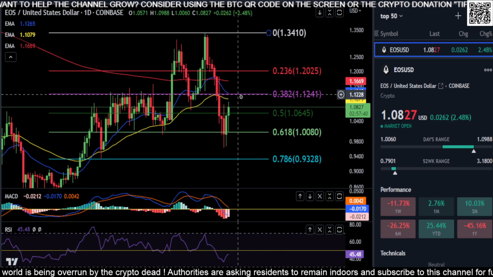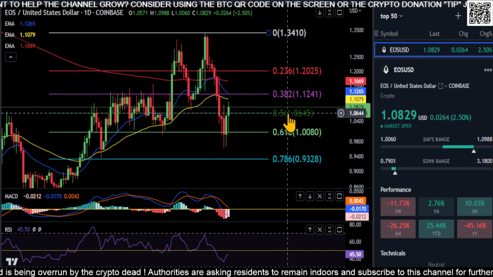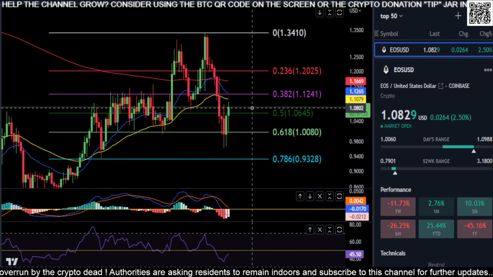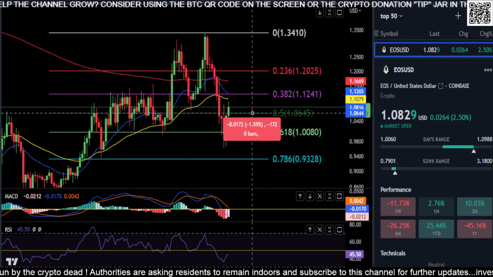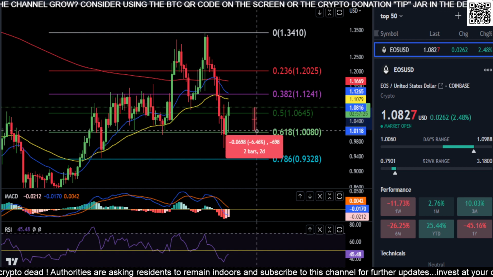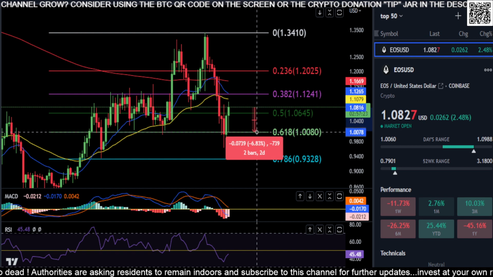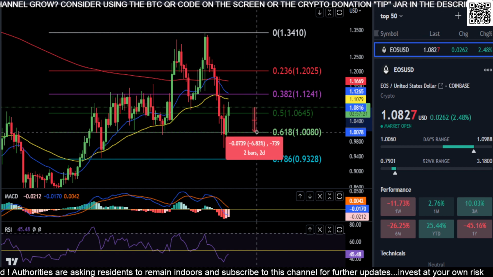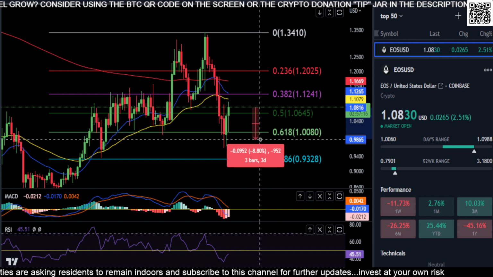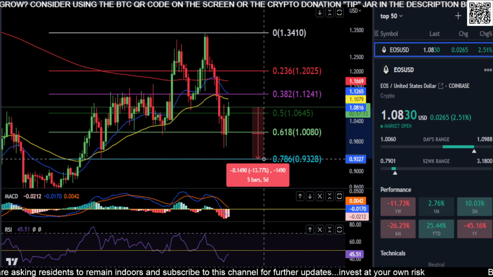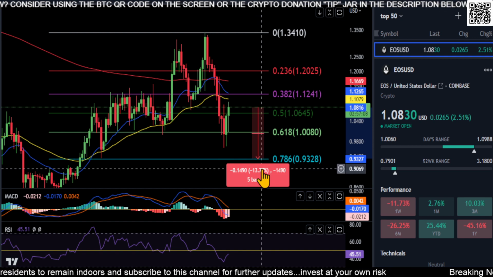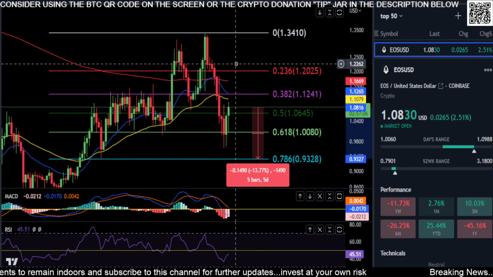So what to watch for? If you end up coming back down, you need to hold 1.06. You lose 1.06, you're coming back down to the 618 at a dollar. So we'll just measure this really quick. About 1.5%. Lose 1.06, then you're coming back down to a dollar, about a 6.5% drop. I'm sorry, my brain just went out the window for a minute there. And if you end up losing your 618, you're going to have your 786 up next at 0.93 for about a 13.5, 14% drop on EOS here.